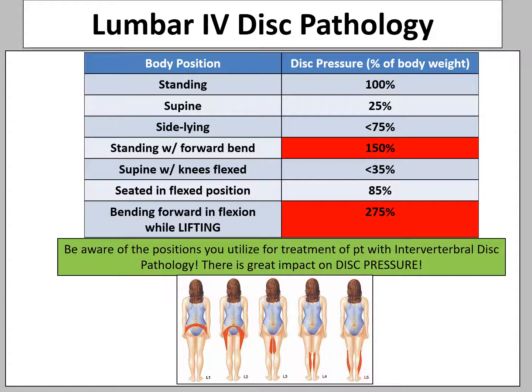And then if we are bending forward in flexion while lifting, instead of maintaining the curves in our spine, we are at 275% pressure of our body weight. So education is going to be key for these patients, and maybe showing them something like this, the amount of pressure being put on their spine in these different positions, and then also teaching them ways that they can relieve it. So, supine will not totally take the pressure off, but it's only 25% of body weight.